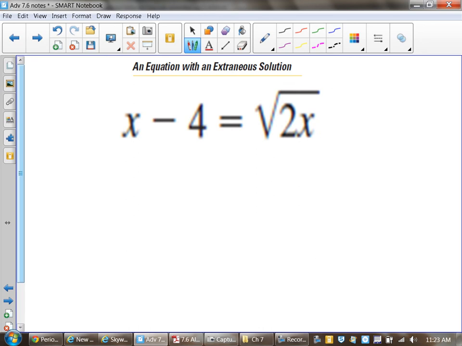X minus 4 equals the square root of 2x. Again, I have to square both sides right away. Do you agree? What do you get on the left side? 8x.